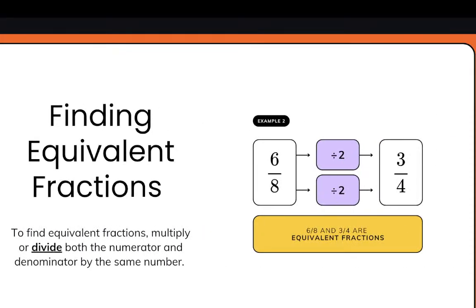Here, let's practice. To find equivalent fractions, you must, again, multiply or divide. In this case, we're going to divide.